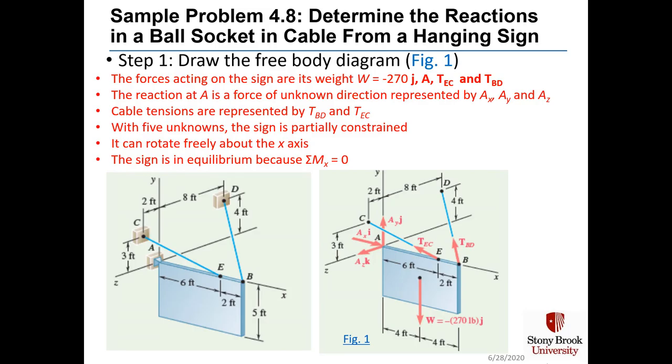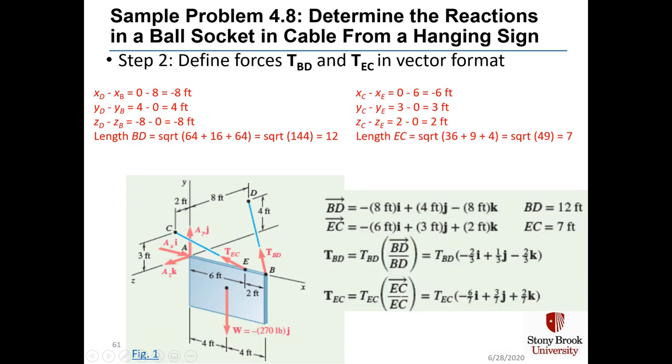With 5 unknowns and 6 equations, the sign is only partially constrained. It can rotate freely about the x-axis, but the sign is in equilibrium because the sum of the moments about the x-axis is 0. Now we will define forces T sub BD and T sub EC in vector format.